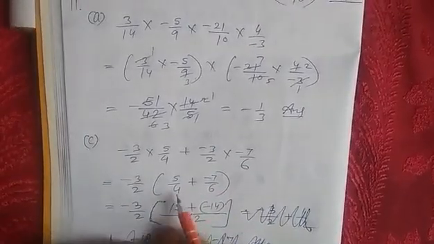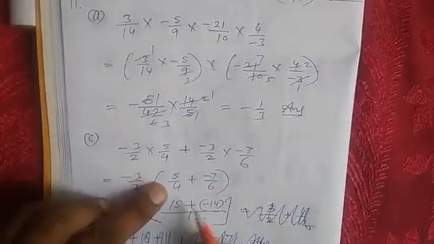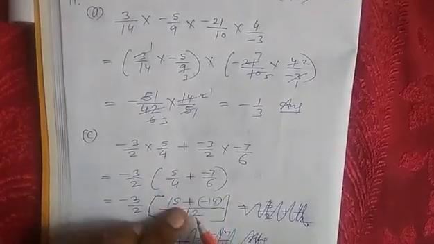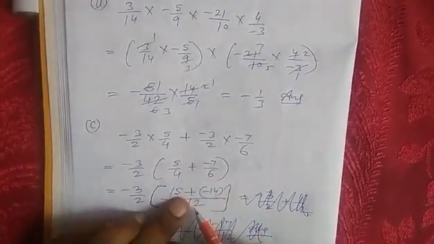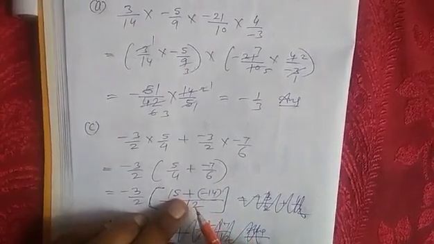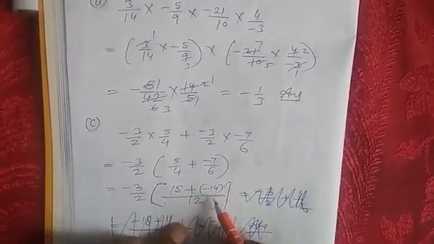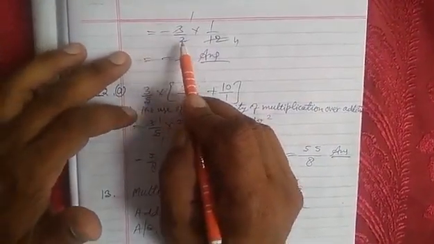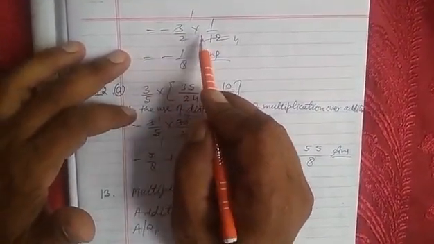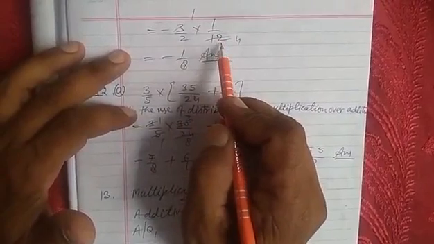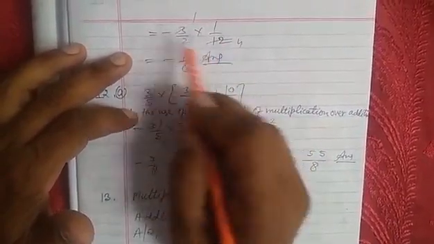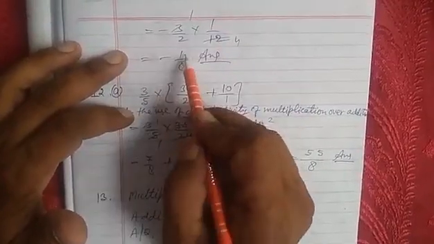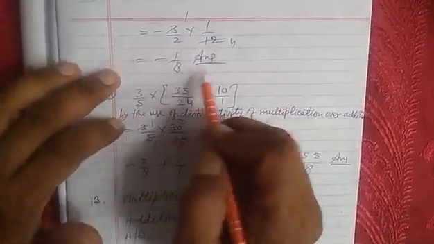Minus 3 by 2, the LCM of 4 and 6 is 12, 4 3s are 12 and 3 5s are 15, plus 6 2s are 12 and 2 7s are 14, minus 14, is equal to minus 3 by 2 into 1 upon 12. We have to divide it. 3 1s are 3 and 3 4s are 12. 1 1 is 1, 2 4s are 8, minus 1 by 8. This is the answer.